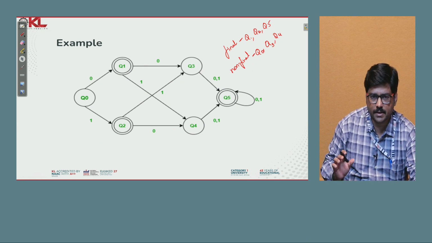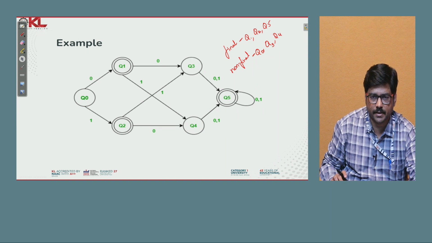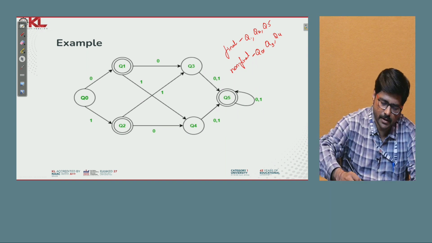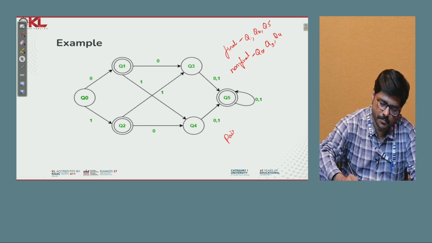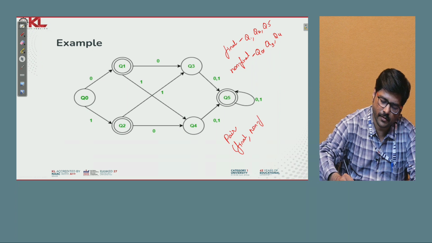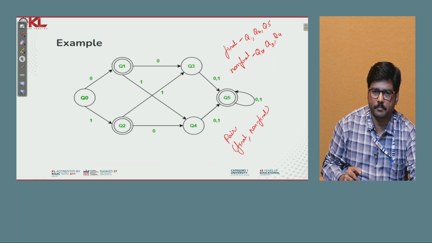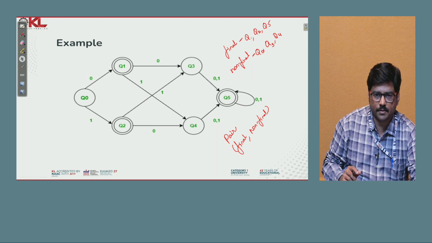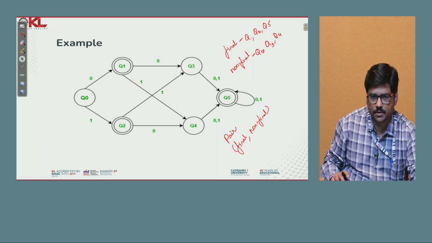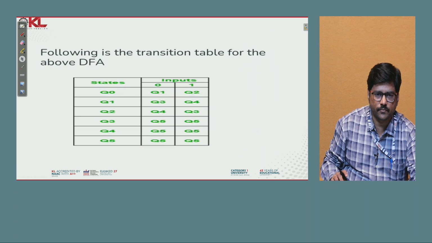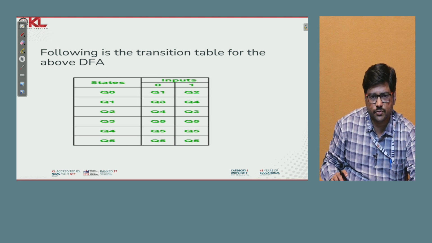So now we need to make pairs. In the first step we need to make a pair where one state should be final and the other state should be non-final. That is how we have to make the pairs. But before that, we first have to write the transition table for this DFA. This is the transition table for the given DFA, and we will use it in our next steps wherever required.